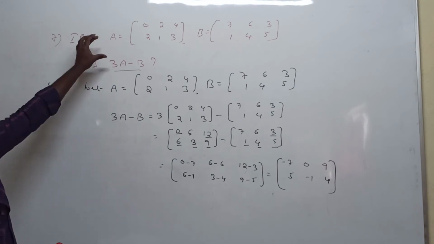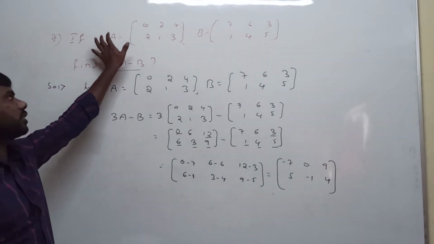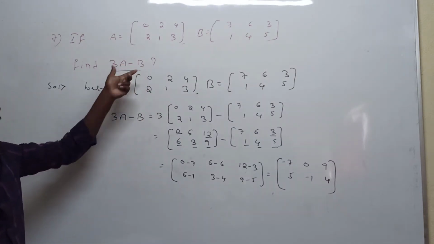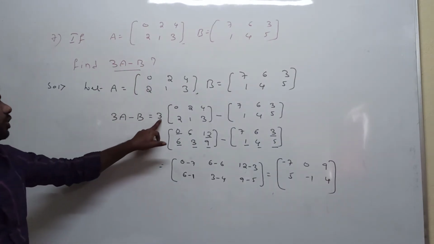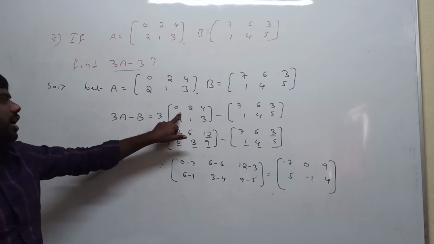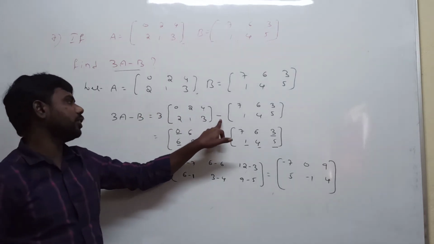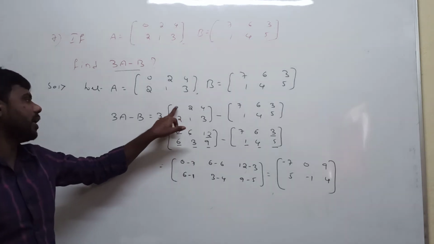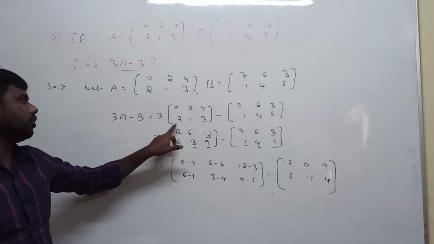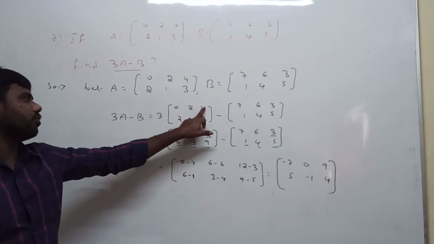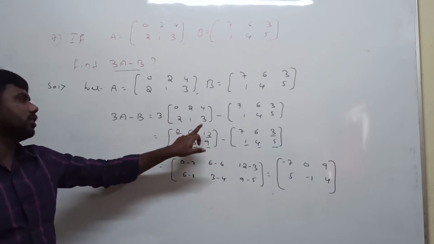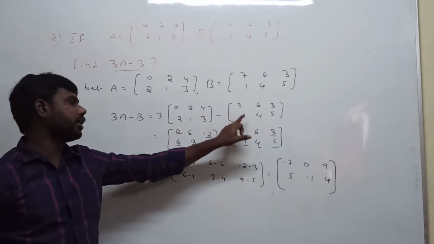What they are asking? They are given two matrices, A and B, to calculate 3A minus B. So 3A minus B is equal to 3 into the A matrix, minus the B matrix. After that, each element is multiplied by 3. So 3 into 0 is 0, 3 into 2 is 6, 3 into 4 is 12, 3 into 2 is 6, 3 into 1 is 3, 3 into 3 is 9. Minus the second matrix, writing as it is.